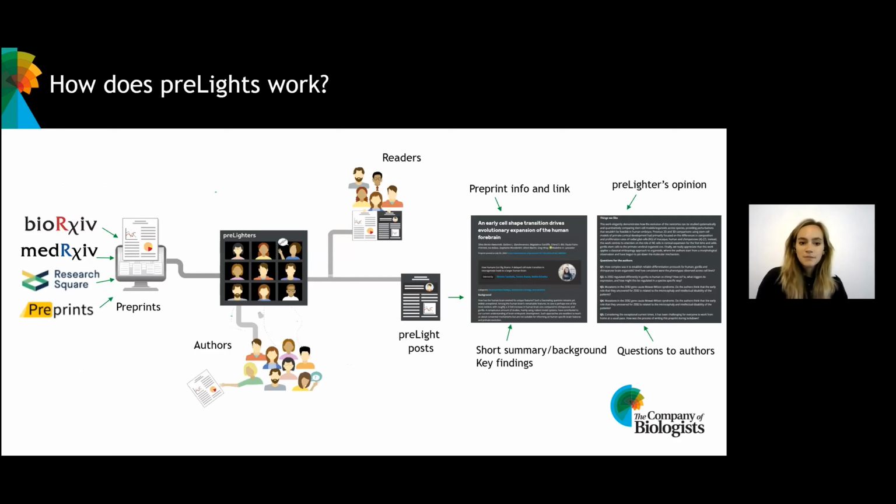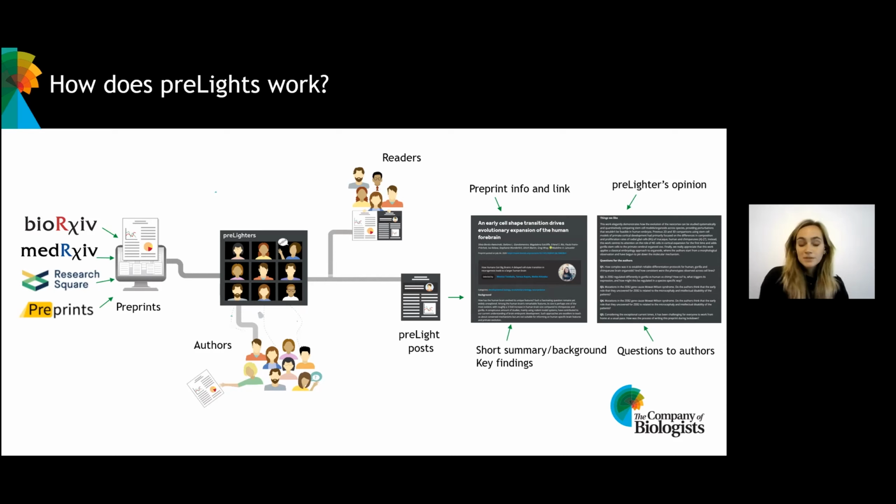With these objectives in mind, how does preLights work? At the core of preLights is our community of over 200 prelighters, early career researchers who come from many fields across the life sciences. Prelighters select manuscripts they are interested in from preprint servers, predominantly bioRxiv, and write a news and views type digests of this work.